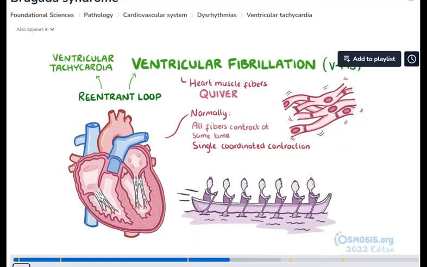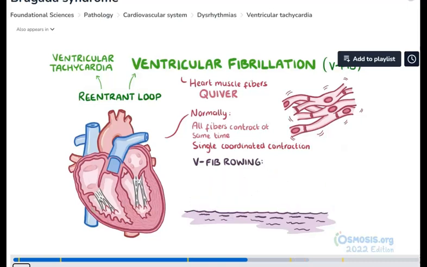It's kind of like a rowboat. It works best when everyone rows at the same time, right? Well, with VFib, all of the rowers stop rowing together and just row whenever they want, and the rowboat just moves in circles and eventually sinks.